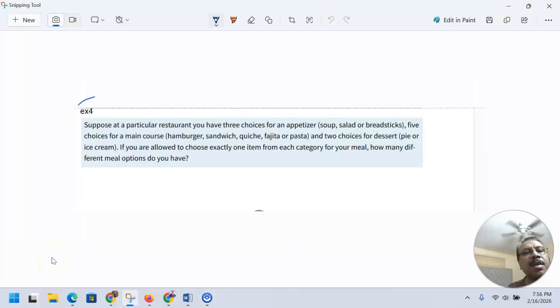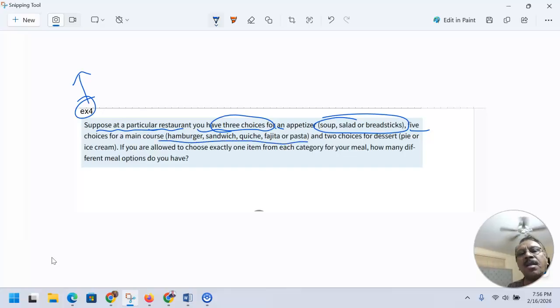Now, example number four is a continuation of another example that we already did. When you go to the restaurant, you have three options: soup, salad, and breadstick, and then there are five main courses which we have seen. But then after that, we have another category, which is two choices for dessert, that is pie and ice cream.